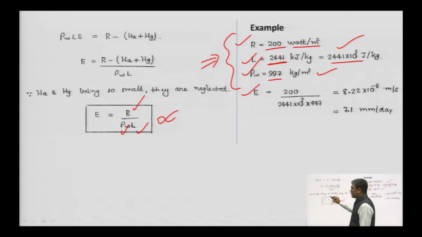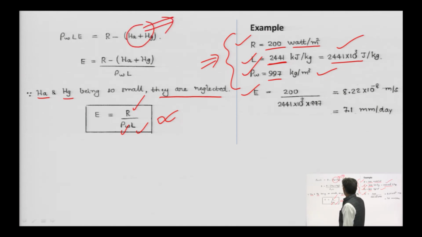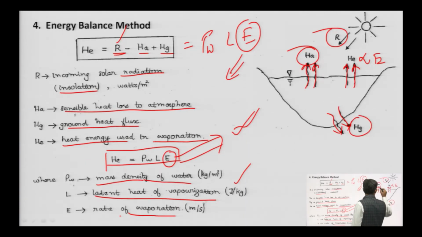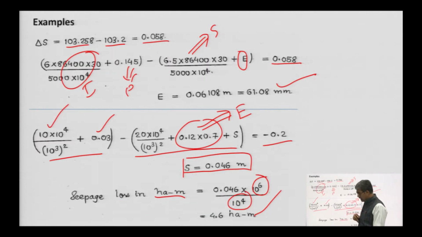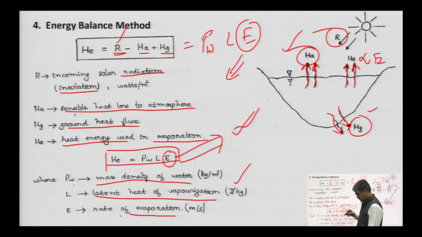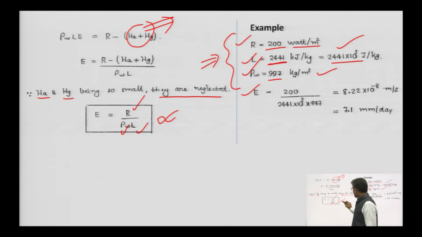In deriving this equation, HA and Hg being so small, they are negligible, because the measurement of these is also very difficult and the quantity is also very small. If we neglect them, then we have a very simple formula, and we can calculate the evaporation.